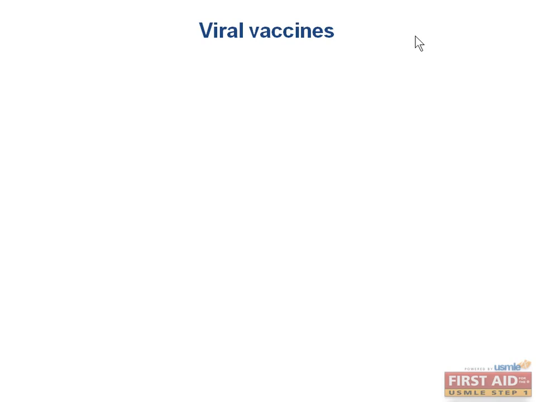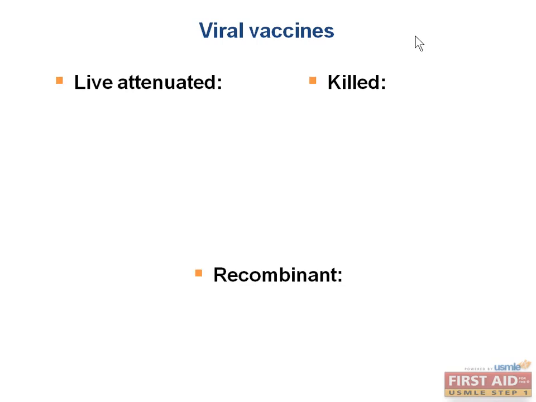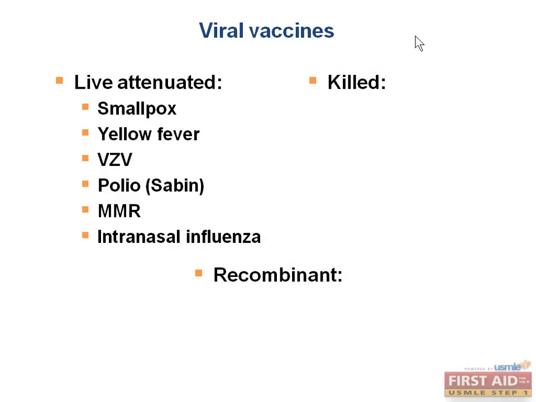Alright, so now we're going to talk about viral vaccines. Vaccines against viruses play an important role in protecting humans against infection from viruses. There are three categories of viral vaccines: live attenuated, killed, and recombinant. They are listed here for your reference. Let's start with live vaccines.